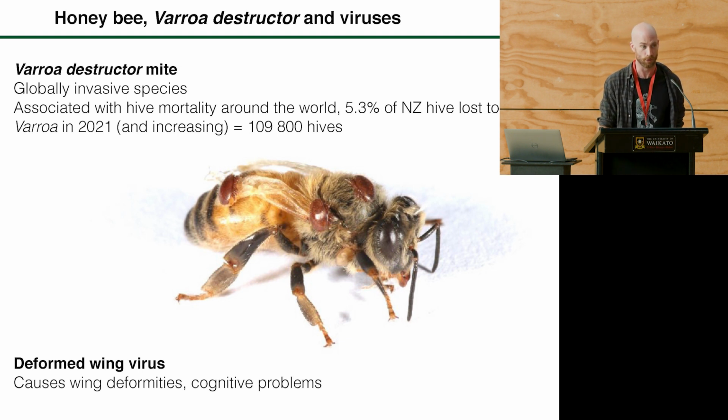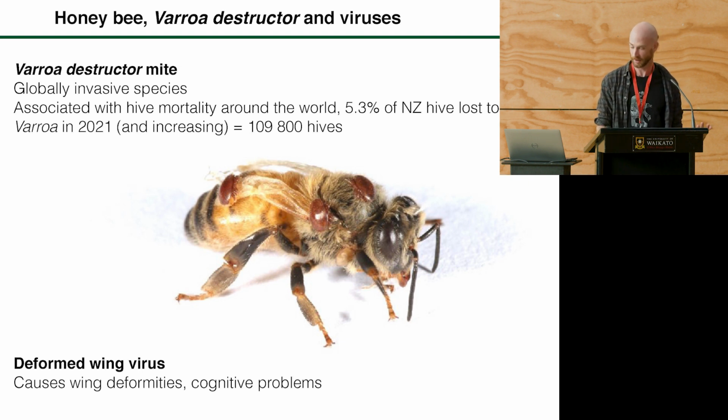Another big threat for honeybees is the deformed wing virus. You can't really see it in that picture, but you can see the symptoms: as the name suggests, deformed wings, and also all sorts of cognitive problems and overall lower survival of honeybees. These two together are the main cause of hive losses around the world, and they work in a kind of synergetic way.